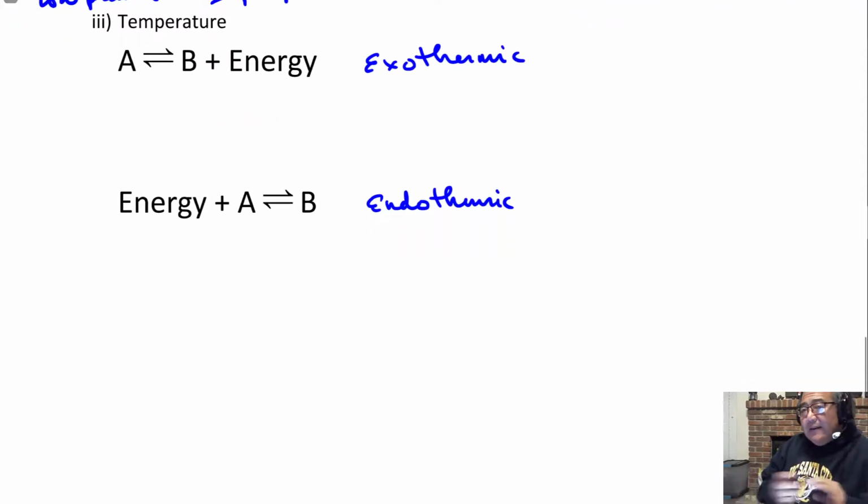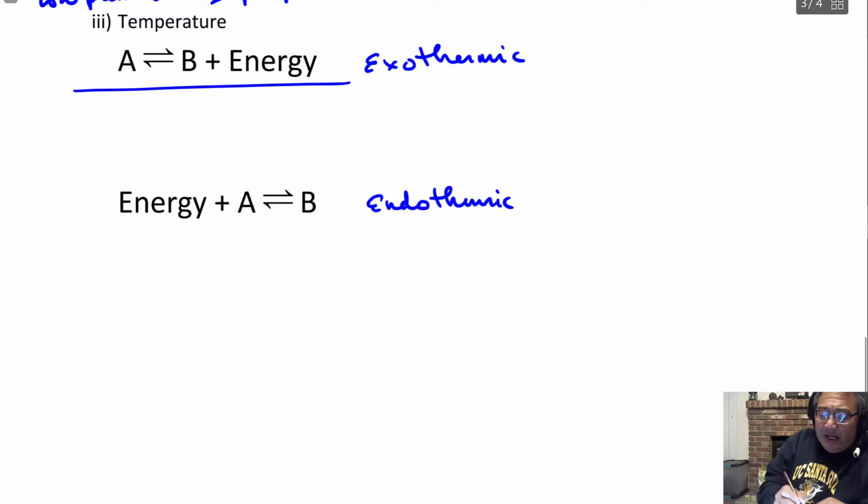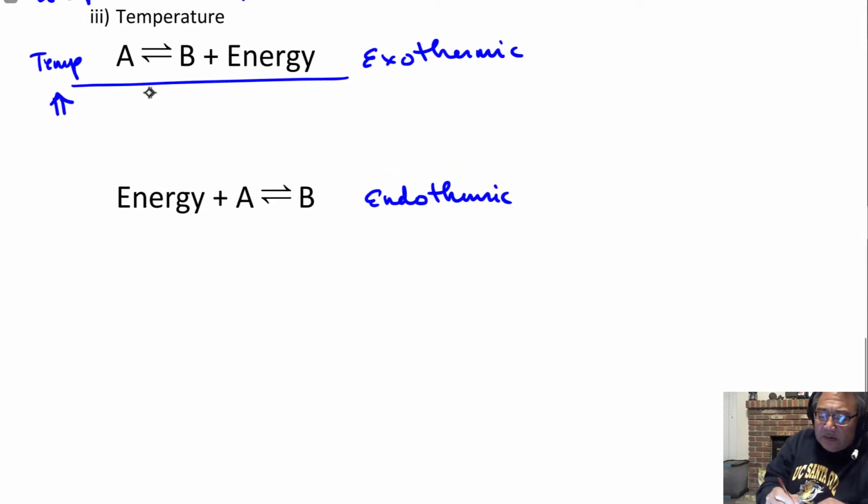So, the way a chemical reaction will shift depends on whether or not the energy is a reactant or product. So if you take a reaction of A goes to B plus energy, an exothermic reaction, and my challenge is temperature. And if I make the temperature go up, then what happens in this reaction is because the energy is over here, increasing temperature is increasing the energy, it'll shift in this direction, and then B goes down and A goes up.